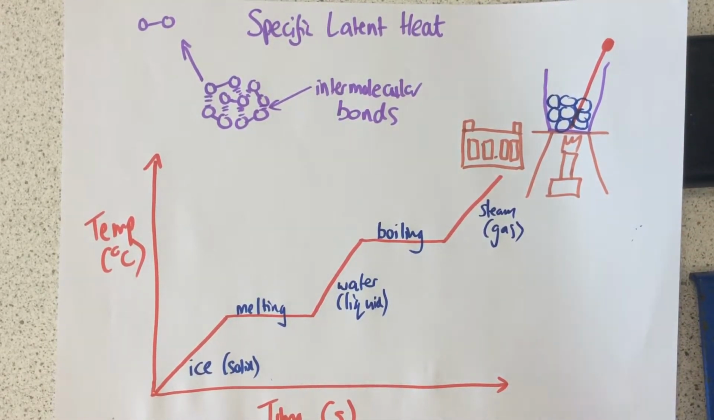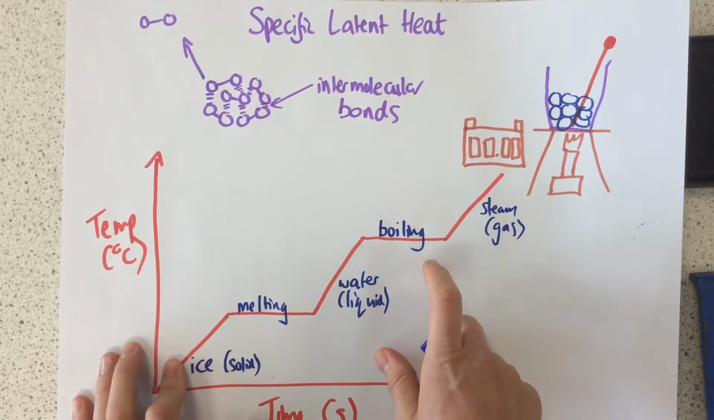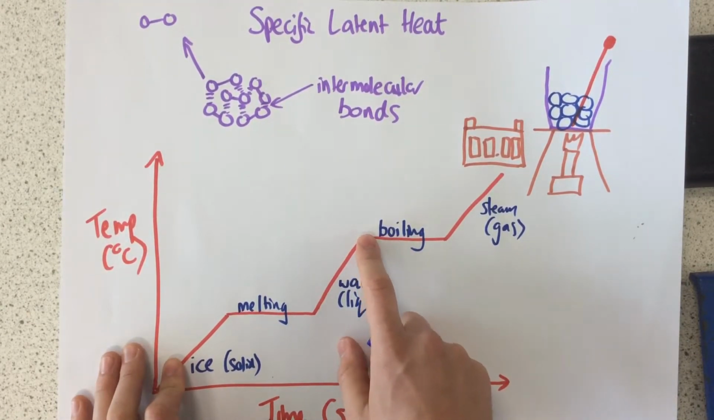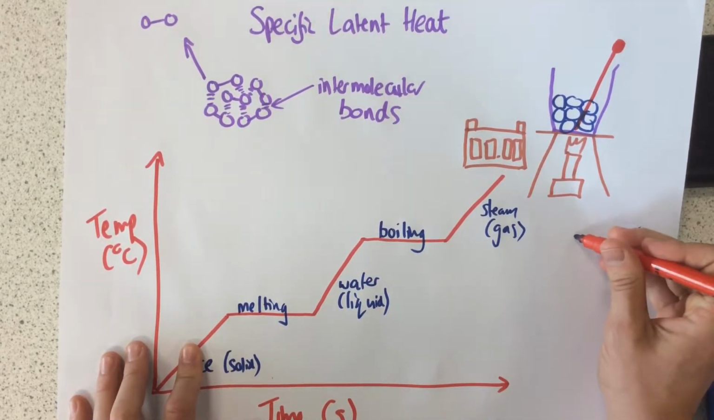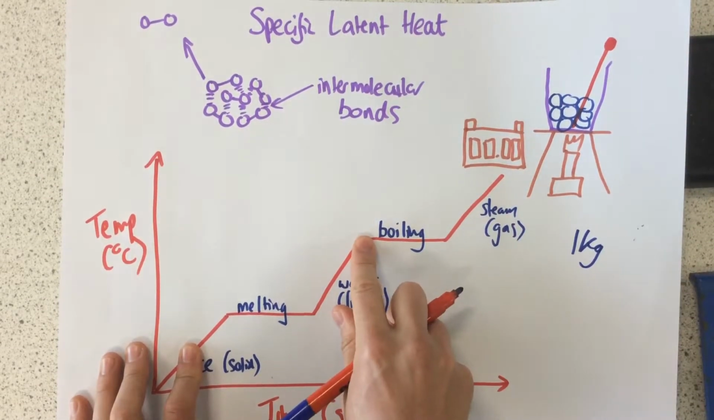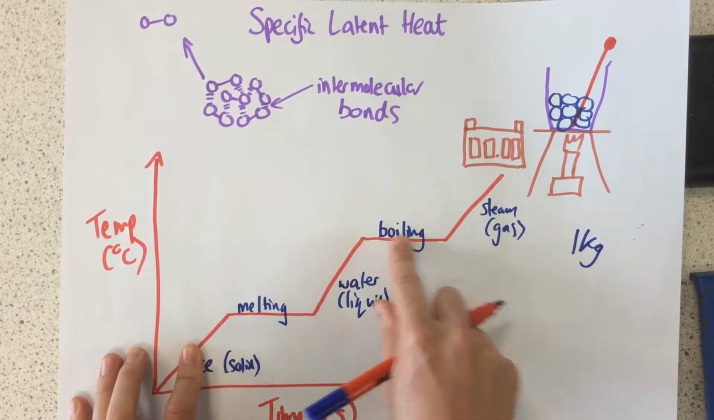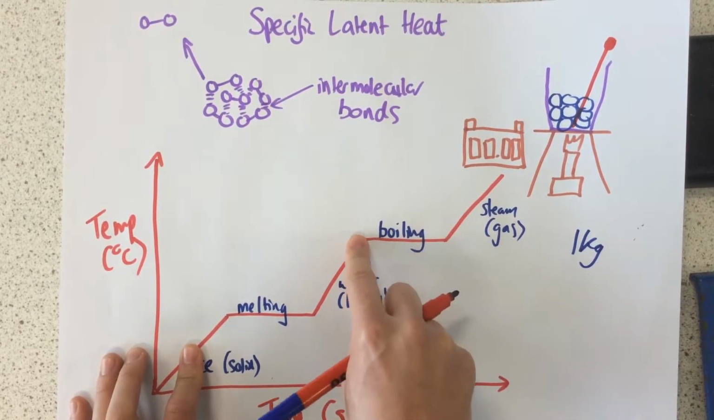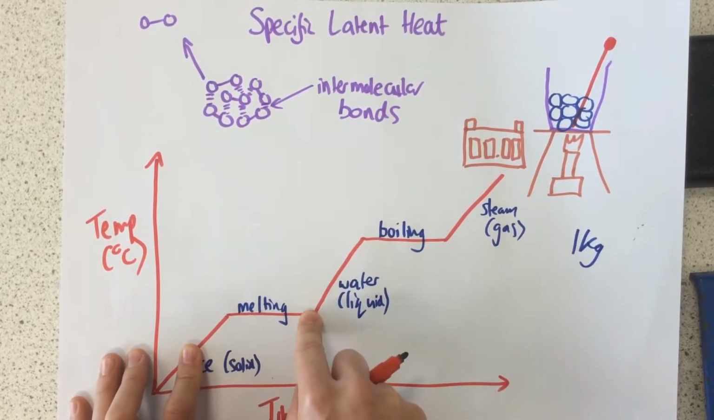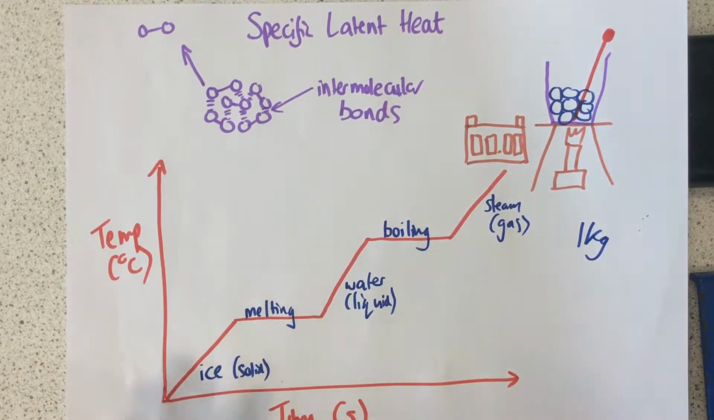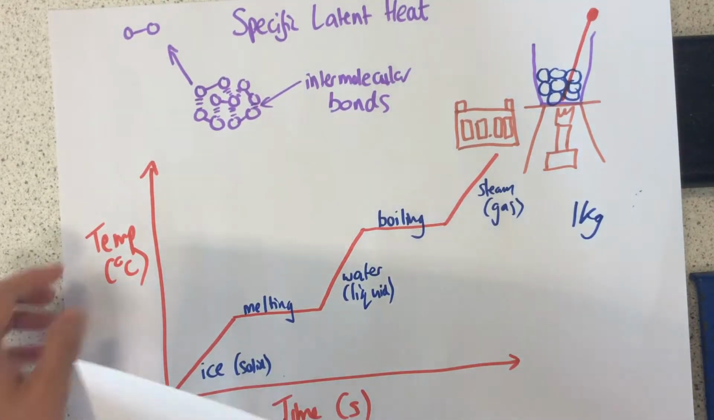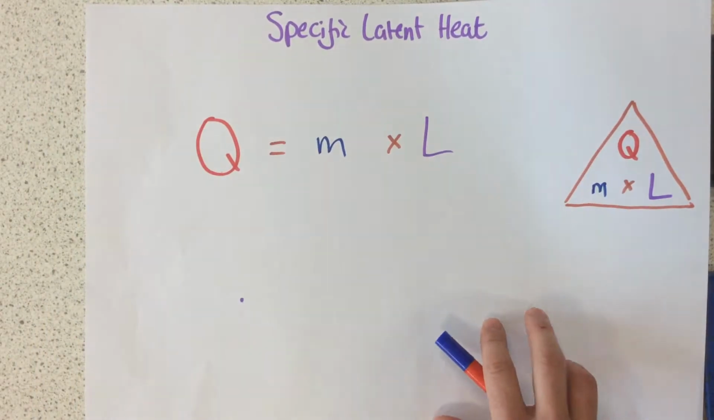So what specific latent heat actually means is the amount of energy required in order to get 1 kilogram of a substance to change state without an increase in temperature. So it's basically these flat portions of the graph here. That is what specific latent heat is all about. So, yeah. The next thing we need to know is the equation associated with specific latent heat and how to use it.